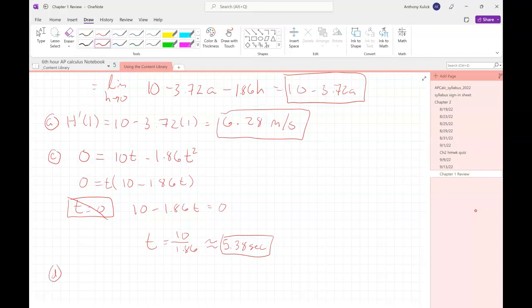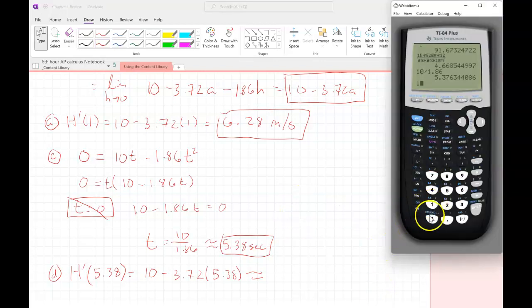And then in part D, it says, what will the velocity be when the rock hits the surface? I need to use the derivative there. And what value of t am I plugging in? 5.38. Which again should be easy to do now, because all I have to do is plug it into that derivative formula. I don't have to do another limit, which, yay, becomes pretty easy.